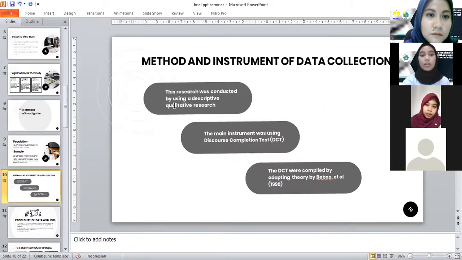Okay, the method and instrument of data collection. This research was conducted using a descriptive qualitative approach. The main instrument was the discourse completion test, or DCT. The DCT was compiled by adapting the theory of Lee et al.